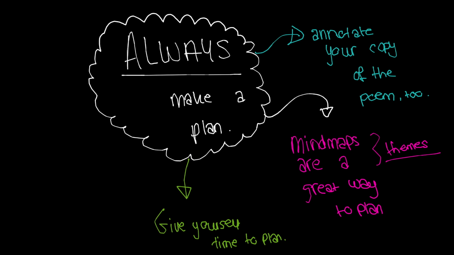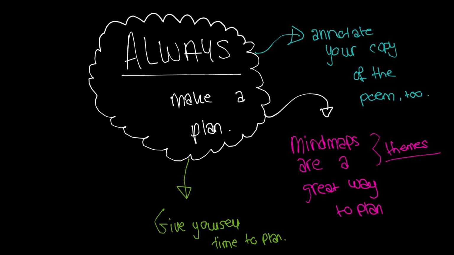So for example, if we were analysing Ozymandias, obviously there is a sense of leadership or kingship or monarchy in the poem. So you can write that, monarchy, and then pick out a few lines. And then what does that do for the poem? And of course, give yourself time to plan. It's incredibly important to leave yourself time to plan.